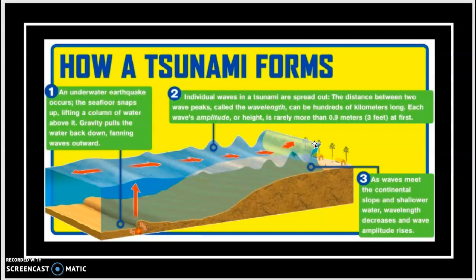Tsunamis are very dangerous. Number one, you don't know when the earthquake is going to happen. They're completely unpredictable. And when you have a tsunami, you sometimes only have 15 minutes, depending on how far away it is from the shore, to get out of the way.